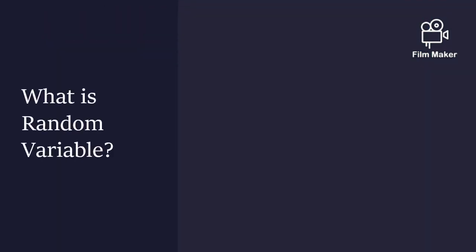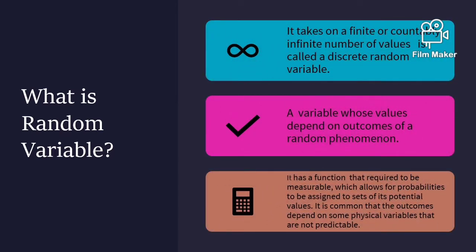What is random variable? It takes finite or countably infinite numbers of values. It is called a discrete random variable. A variable whose values depend on outcomes of a random phenomenon. It has a function that requires to be measurable, which allows for probabilities to be assigned to sets of its potential values. It is common that the outcomes depend on physical variables that are not predictable.